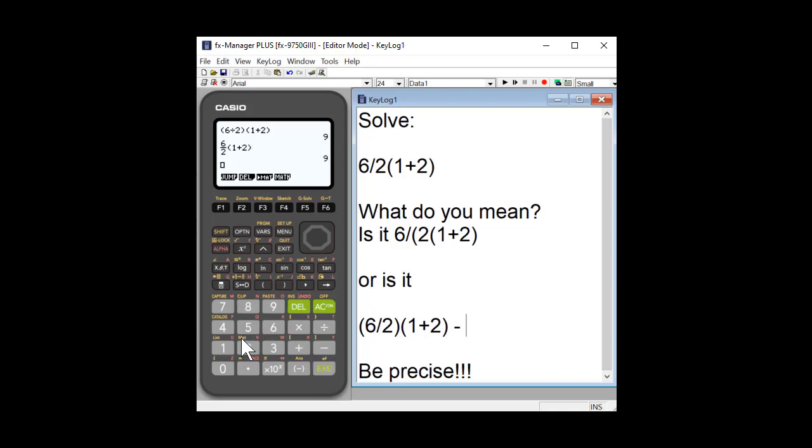Or if you didn't want it that way, if you wanted the 2 and the 1 plus 2 to be grouped, you could still use the template, but now notice I'm still in the template, and now I'm going to get 1. So the key here is make sure that you are clear on what you want. But if you're not, this calculator will now tell you how it interpreted what you entered, and how it got the solution.